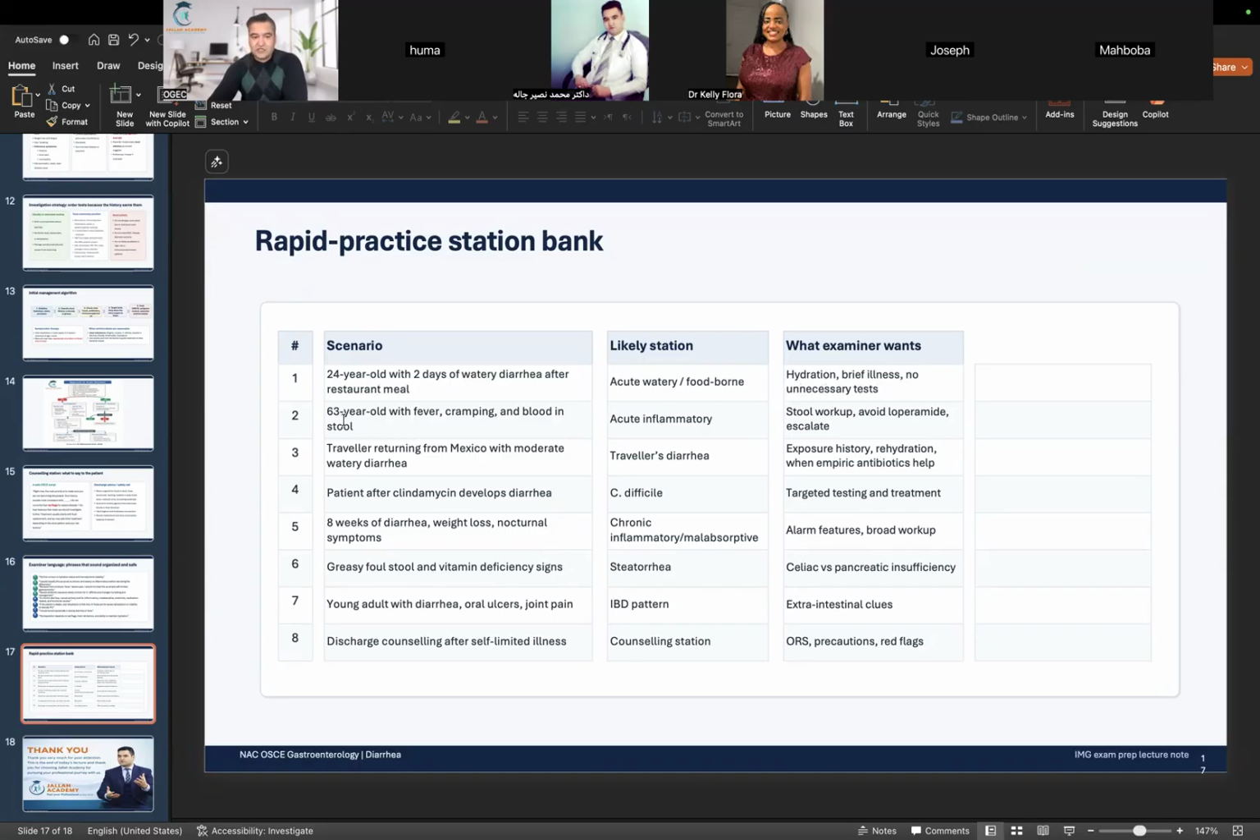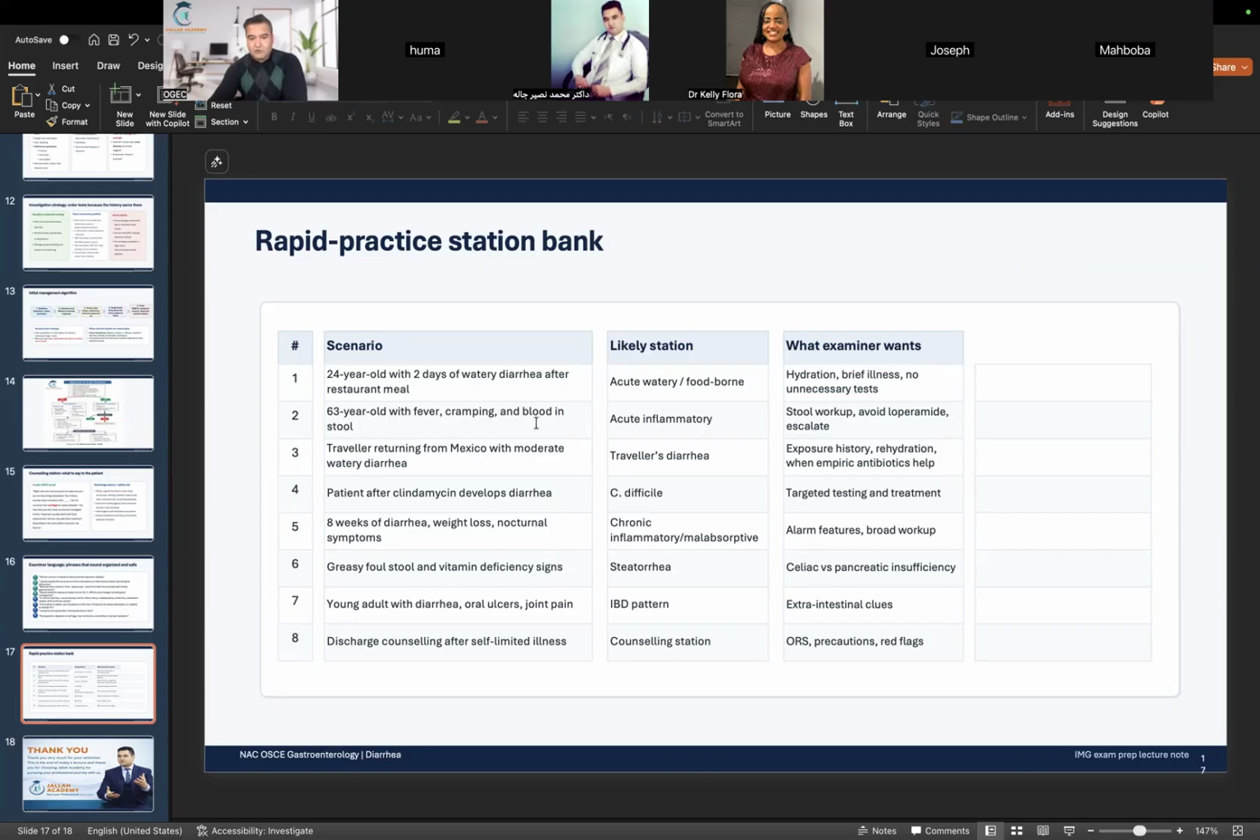Now, another station, a 63-year-old with fever, cramping, and blood in the stool. 63, very close to 65, right? Above 65 is a red flag, but still, very close. Fever is a red flag. Cramping and blood in the stool, again, this is a red flag.